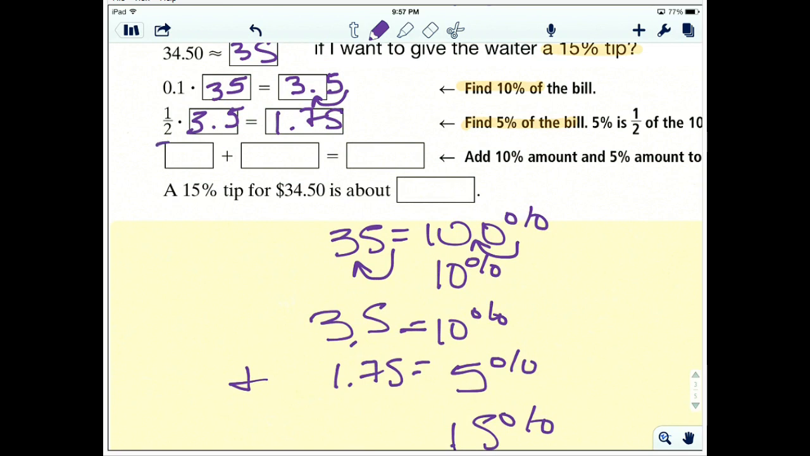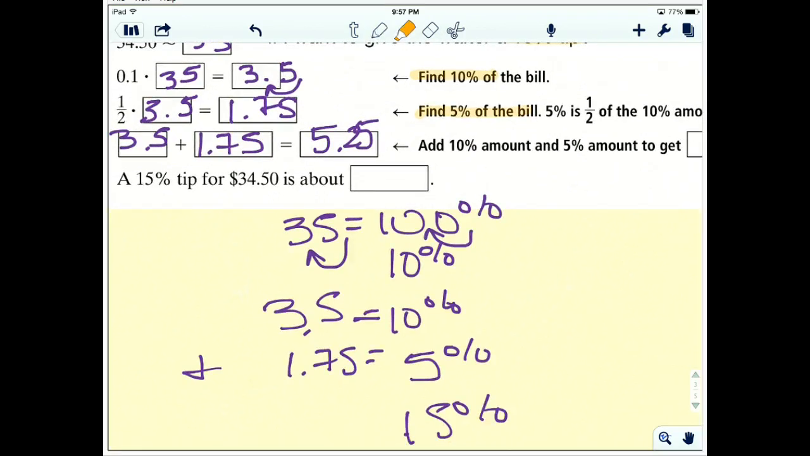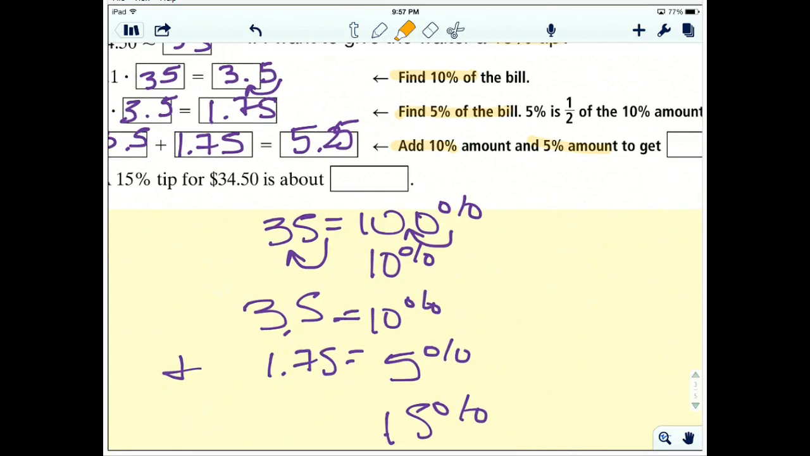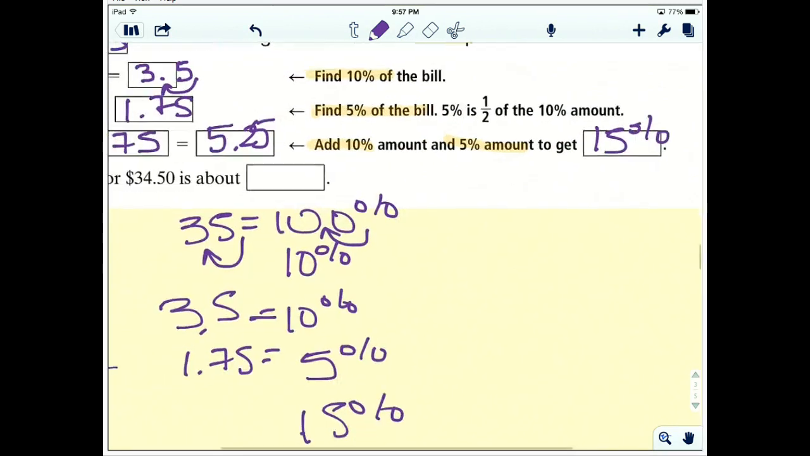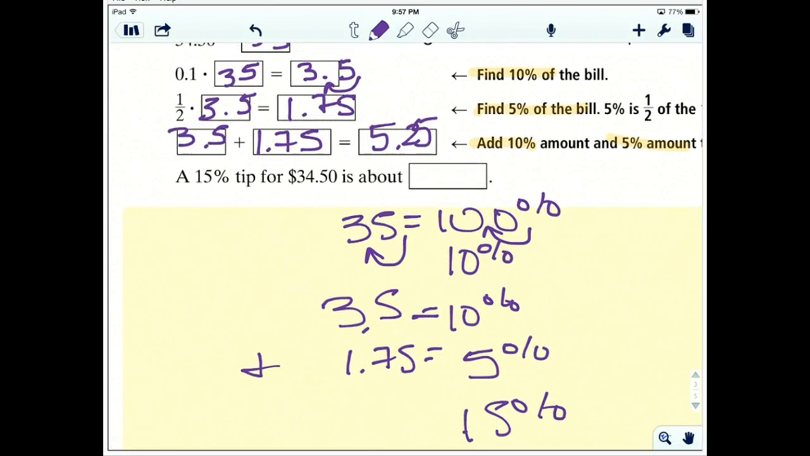We are going to be putting 3.5 plus 1.75 is giving me a total of 5.25, because I am adding the 10% and adding the 5% to get the 15% that they wanted me to find. Therefore, if I add those two, a 15% tip is around $5.25. And that would be a real short way to estimate and get a close answer.